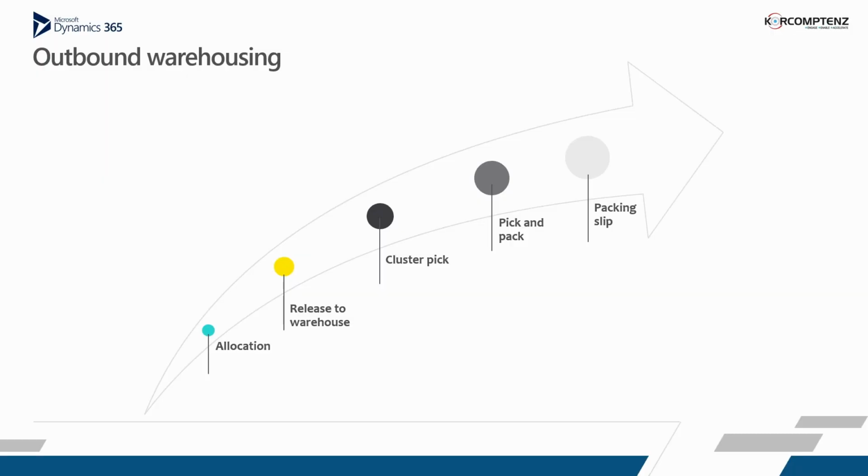To the outbound warehousing, we will see some of the functionalities like allocation, how the sales team can get the orders allocated, and how they can release it to the warehouse for pick and pack, and how the warehouse can utilize the cluster picking and make the optimized picking, and then moving it to the pick and the worker doing the pick and pack processes, and finally posting the packing slip.